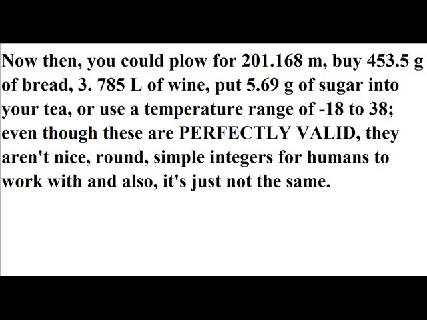Now then, you could plow for 201.168 meters by 453.5 grams of bread, 3.785 liters of wine, put 5.69 grams of sugar into your tea, or use a temperature range of -18 to +38. Even though these are perfectly valid, they aren't nice, round, simple integers for humans to work with, and also, it's just not the same.